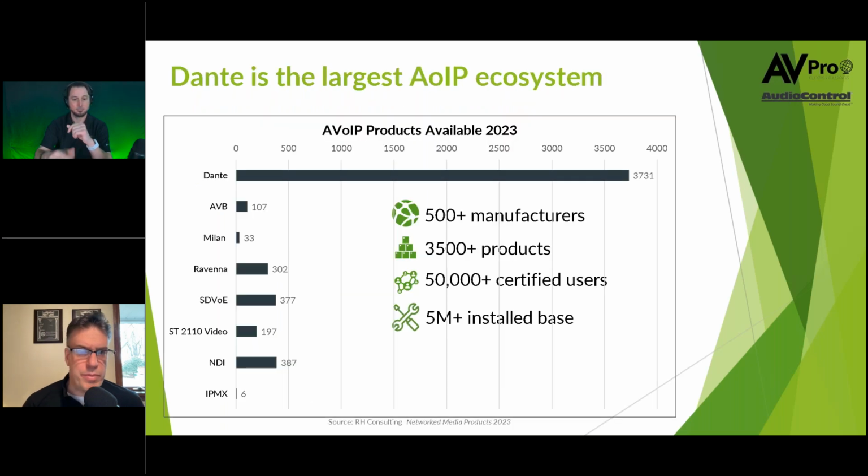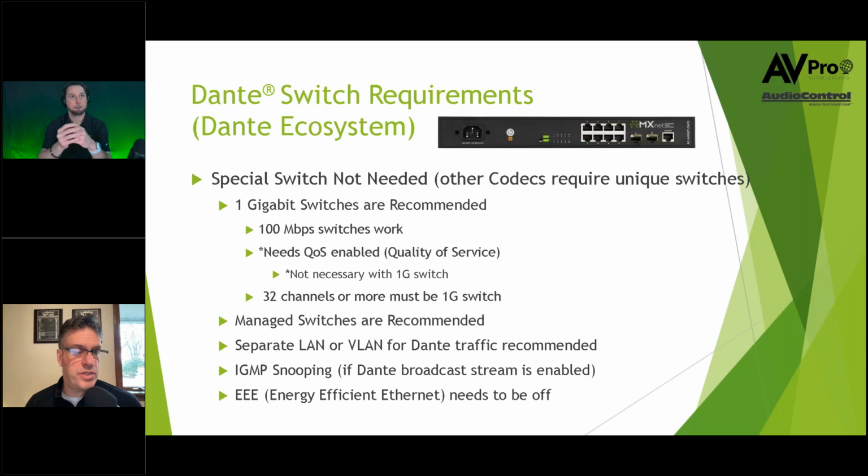Yeah, Dante's requirements aren't very stringent at all. Like I say, some of the other codecs, AVB in particular, need a special switch, and it can easily double the price of the switch by having to go to that specific piece of hardware. That's a good point. Excellent point.